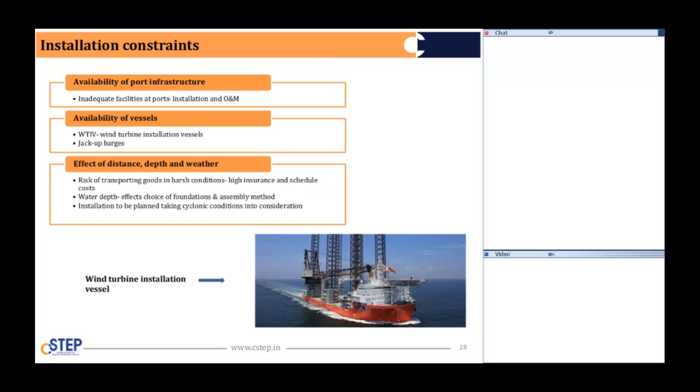Now the existing port infrastructure seems to be inadequate for offshore development, and additional retrofitting for wind farm installation and offshore and maintenance operations is recommended for ports. And you need special vessels, which are wind turbine installation vessels and jack-up barges, to perform these activities, which are currently unavailable. So maybe spare vessels which are currently used by the oil and gas industry could be retrofitted for these purposes.